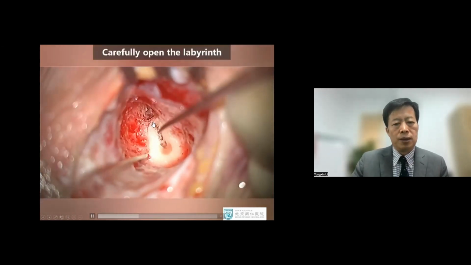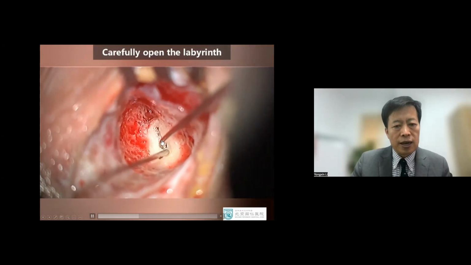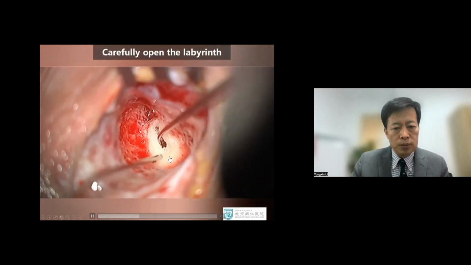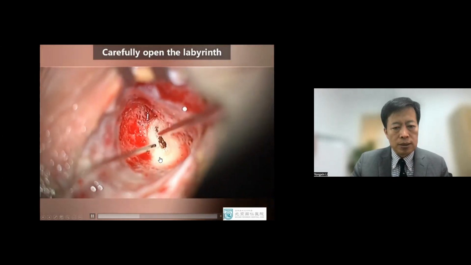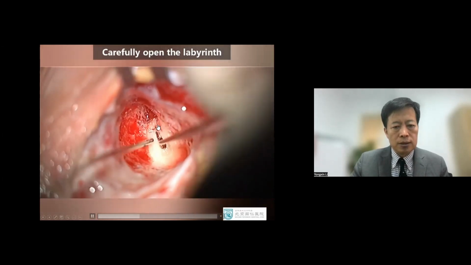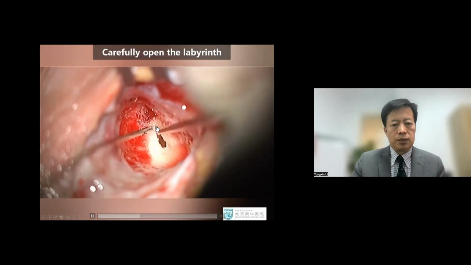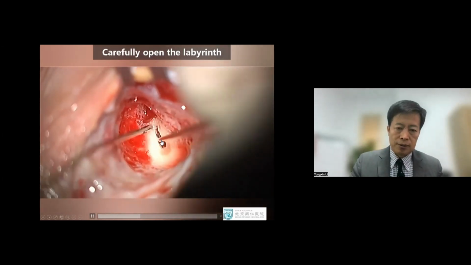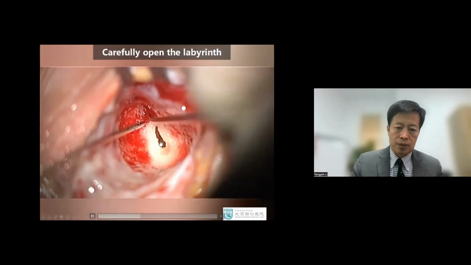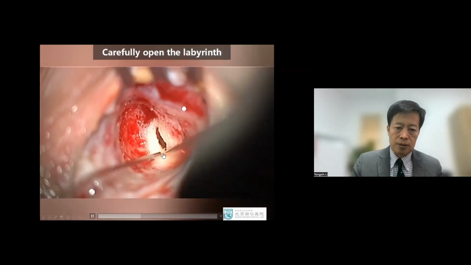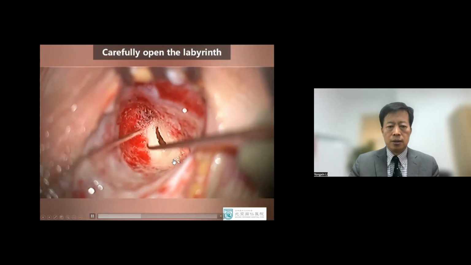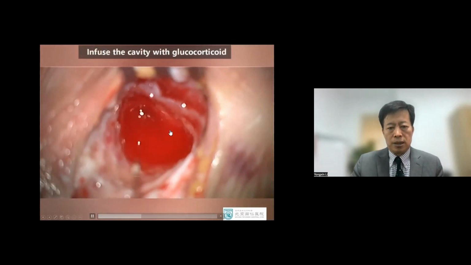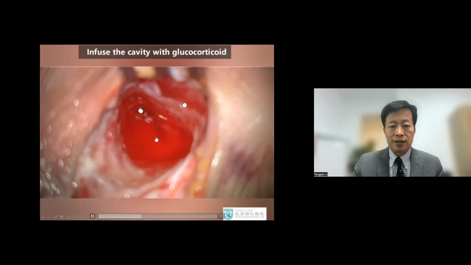So we open the bone structure for the common cavity. We remove the bone. So we made a slot here to open the common cavity. Yeah, like this. Then we put sterols inside the common cavity.